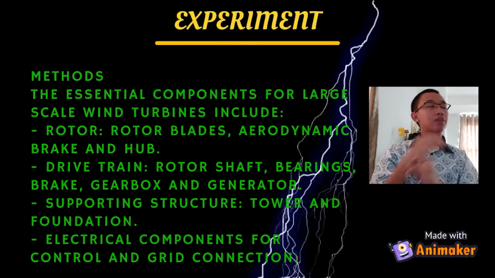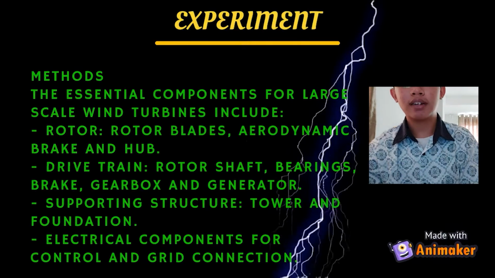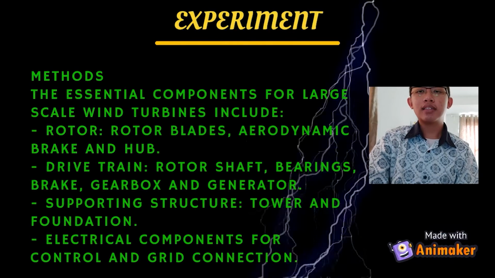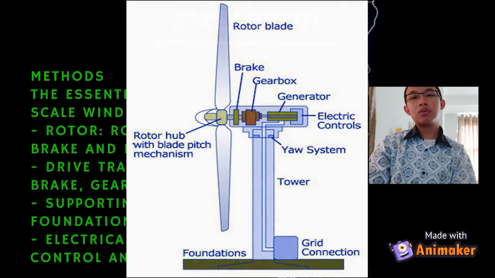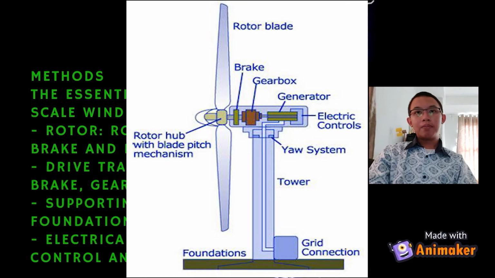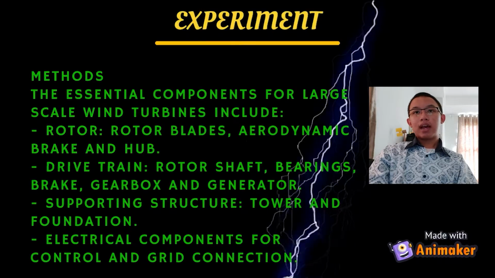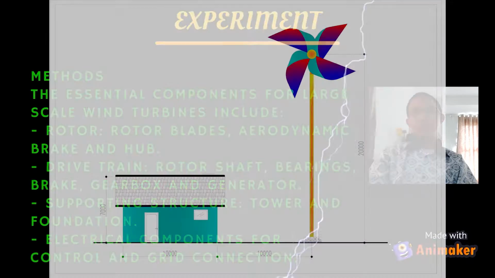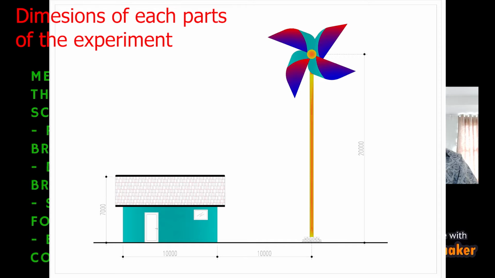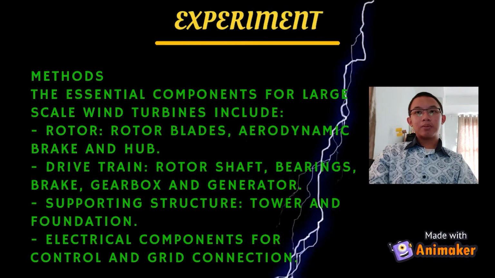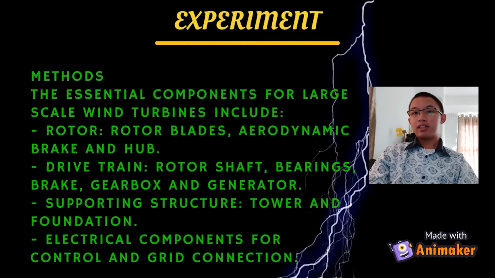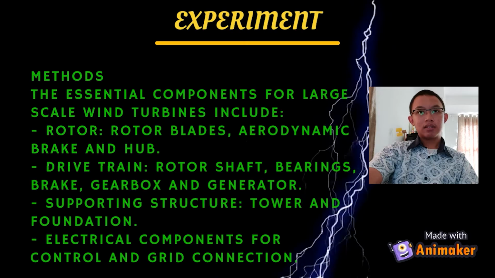Okay, so let's focus on my experiment specifically. The essential components for large-scale wind turbines include the rotor blades and hub, drivetrain, rotor shaft, bearings, brake, gearbox and generator, supporting structure, tower and foundation, and electrical components for control and grid connection. Maybe not for this experiment, because we simply connect the generator to the LED lights.